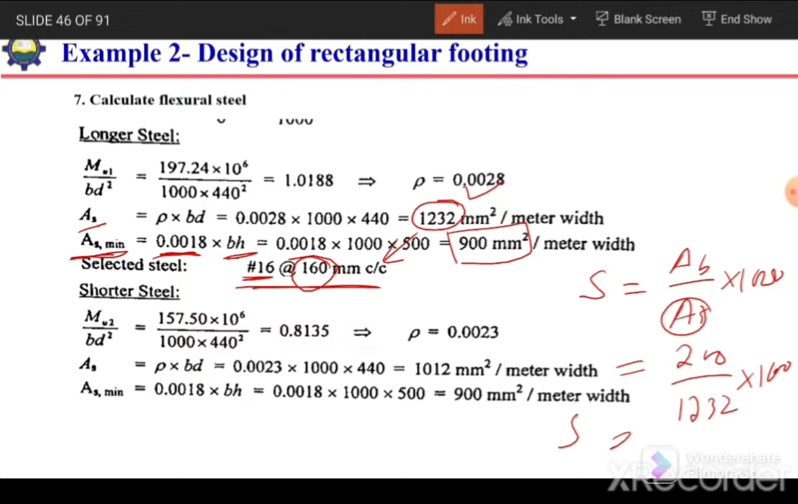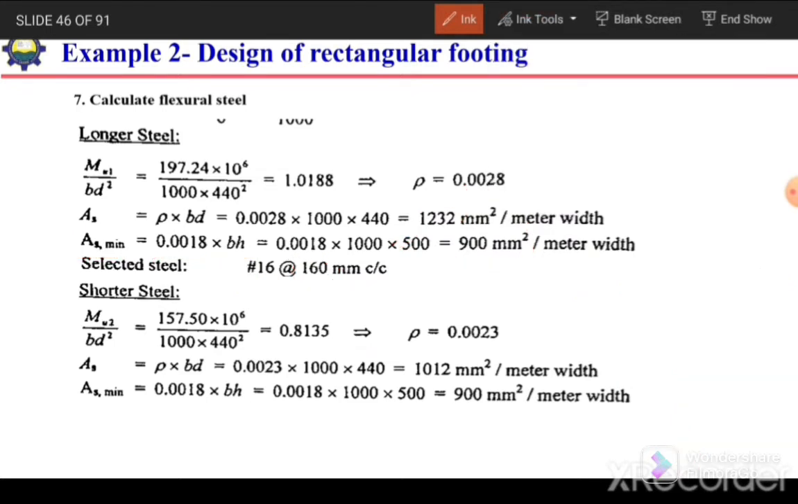So we need to round down the value. Its value actually comes out to be 161, so we need to use some lower value, so we can use 160 millimeter as the center to center spacing between the bars.